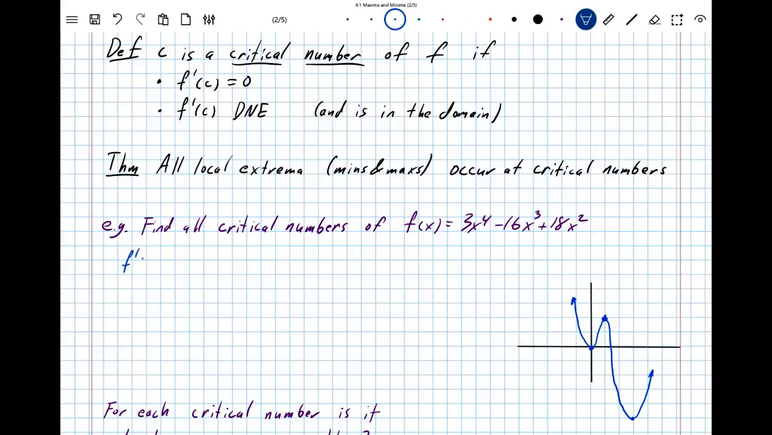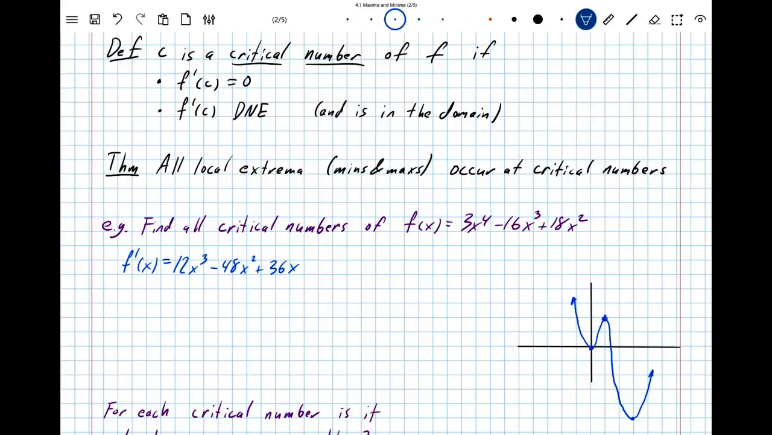f prime of x. We're doing this to apply this theorem. We want to see if we can find our critical numbers. So we take the derivative, we get 12x cubed minus 48x squared plus 36x. Looks pretty good.